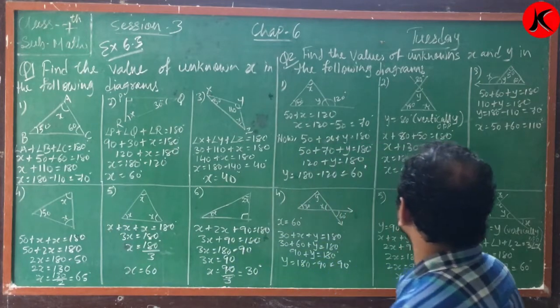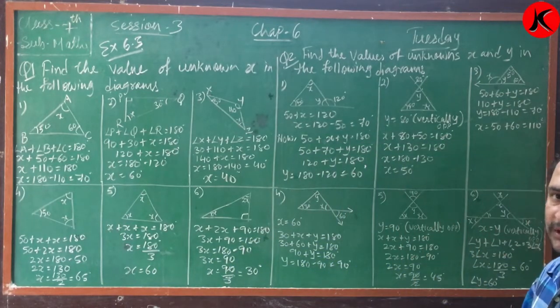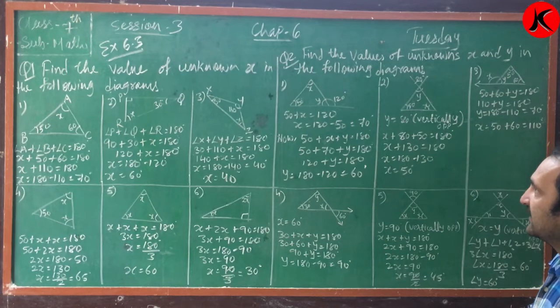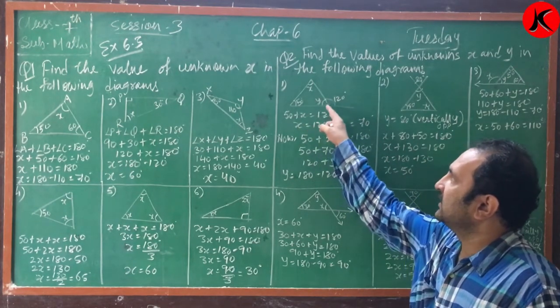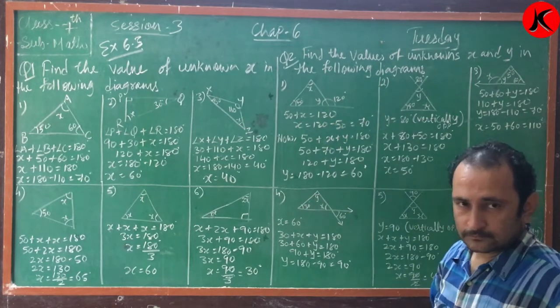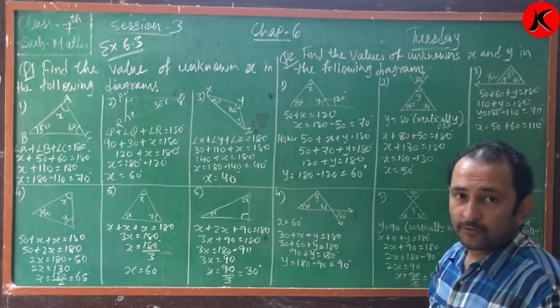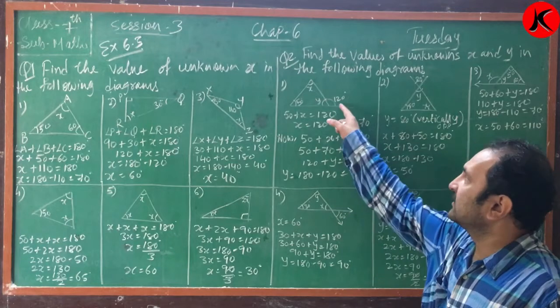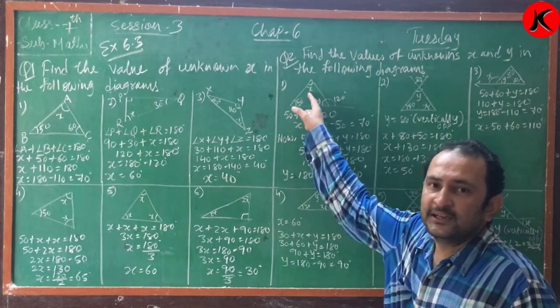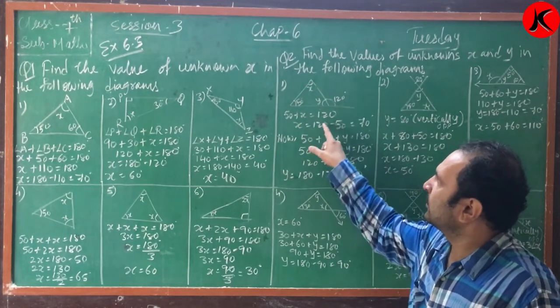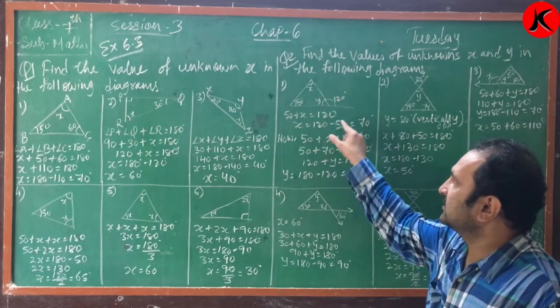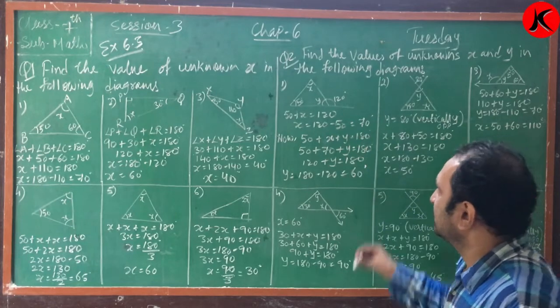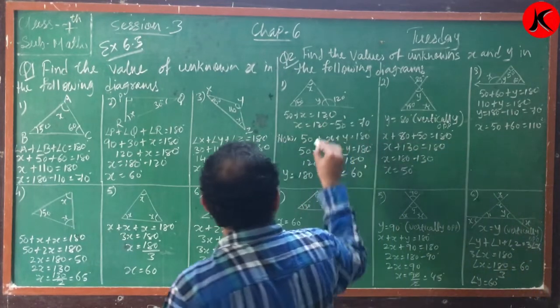Next question, find the values of the unknowns x and y both here in the following diagrams. Now this is the diagram, with x, 50 and y, 120 as suggested before also. The exterior angle is equal to the sum of the interior angles. So 50 plus x is equal to 120. Shifting it, 120 minus 50 is 70 degrees. Therefore x is 70 degrees.